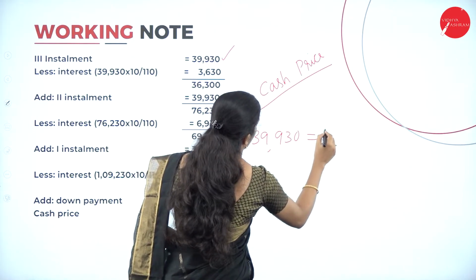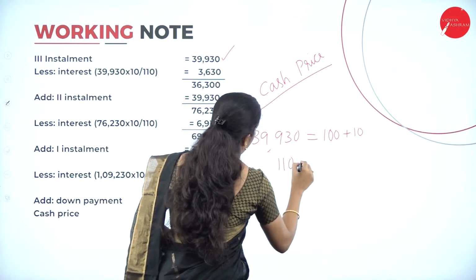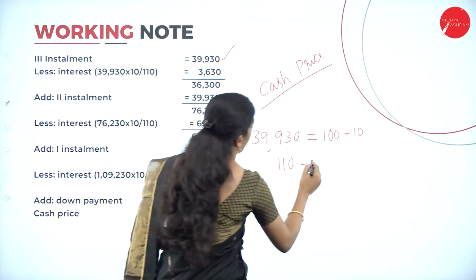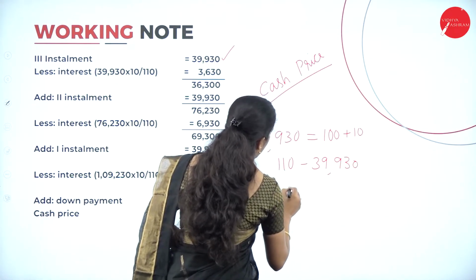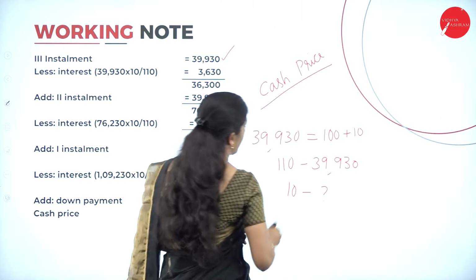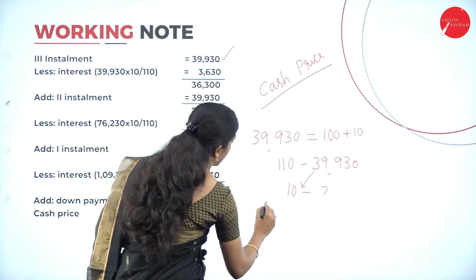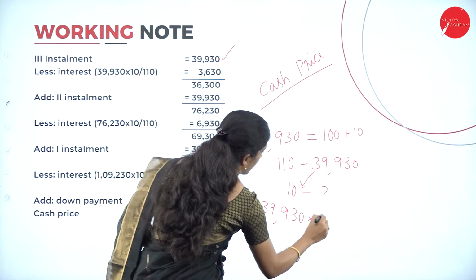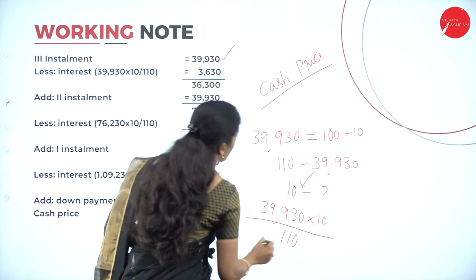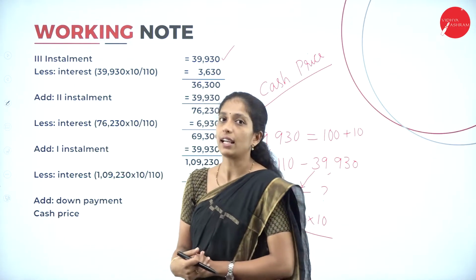So this 39,930 is inclusive of interest, that is 100 plus 10, that is 110, right? So for 110, the installment is 39,930, then rate of interest is how much? 10%. So for 10%, how much? So how to calculate? Cross multiply 39,930 into 10 divided by 110. Clear? So this is how you are going to calculate the interest.